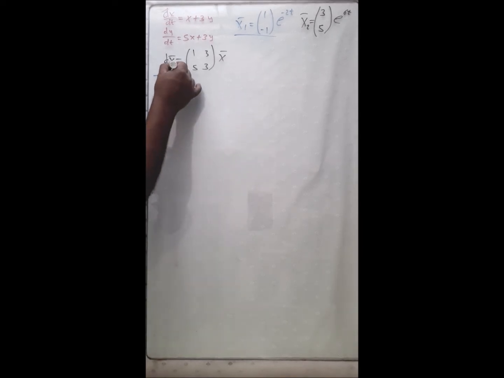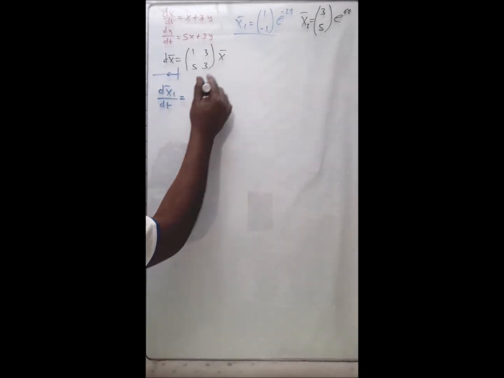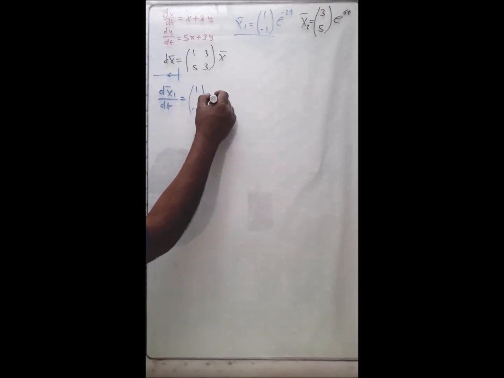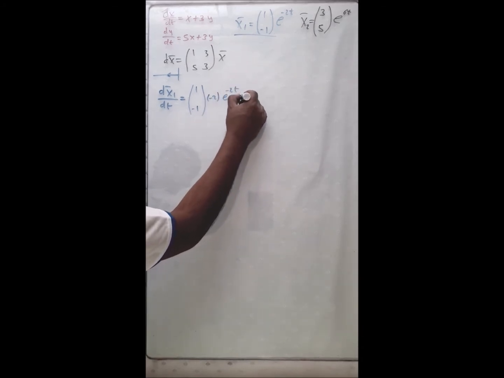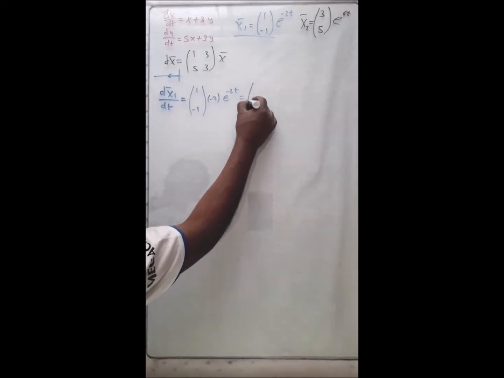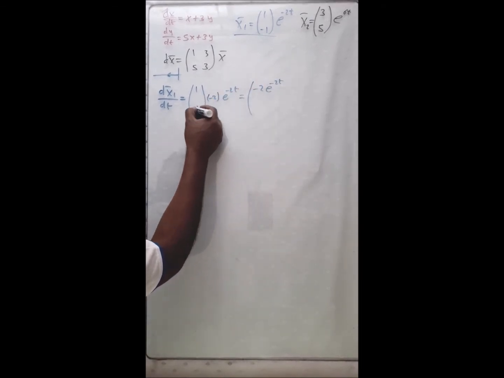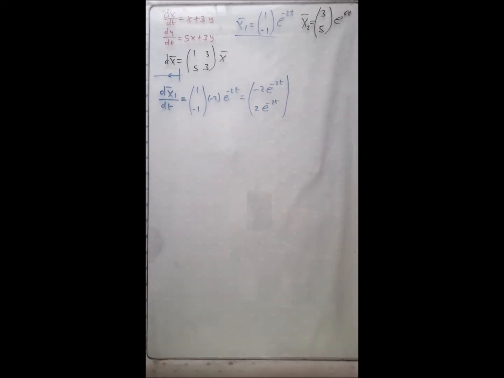So on the left, what we have to find is the derivative of x1 vector with respect to time. So what is the derivative of this? The numbers 1 and minus 1 stay the same, but the exponential becomes minus 2 exponential of minus 2t. If we introduce the numbers, it is going to be minus 2 exponential of minus 2t, and then 2 exponential of minus 2t inside of the vector. Now this is on the left. Now let's do the right operation.